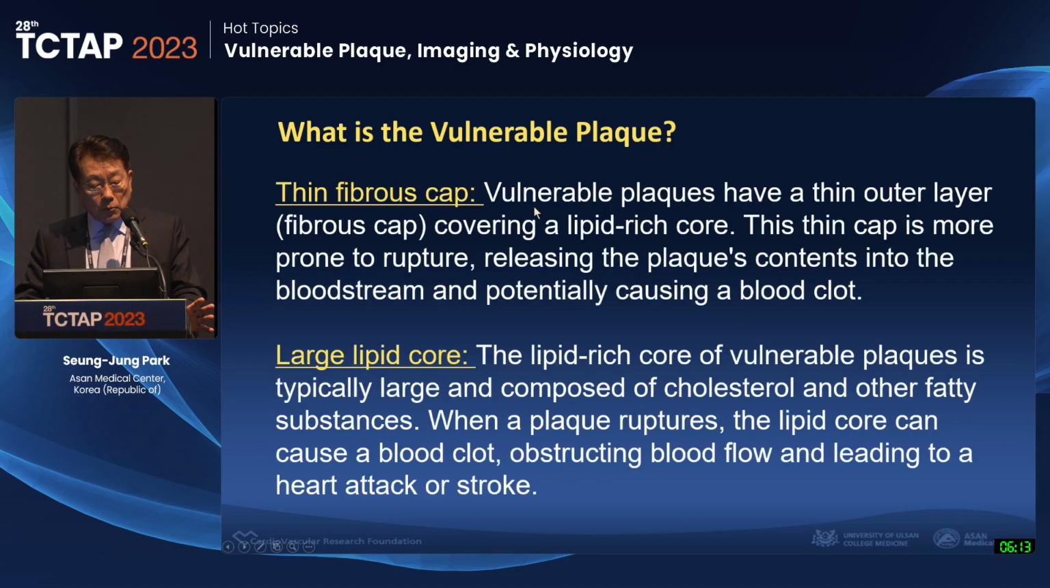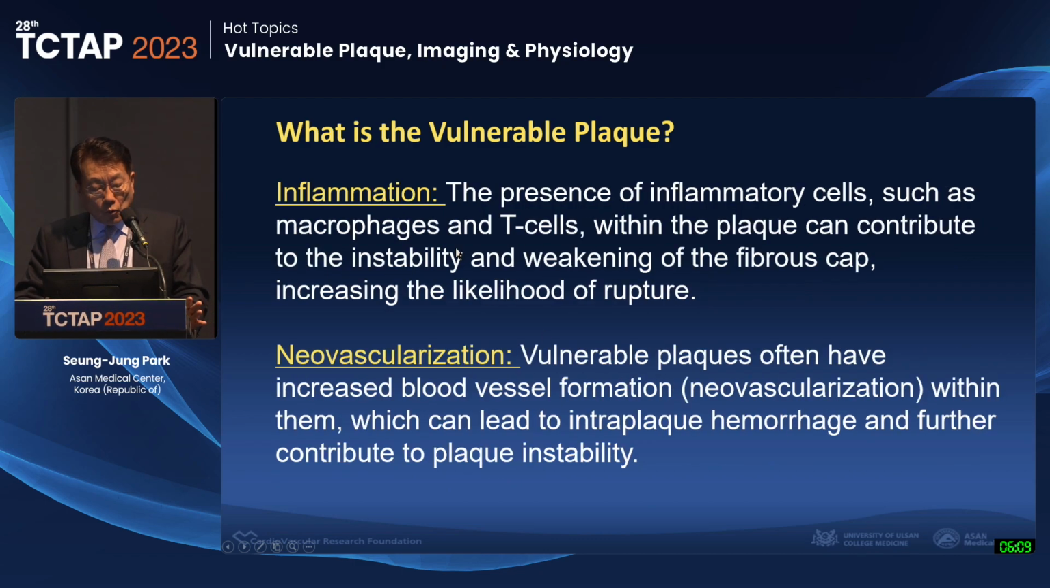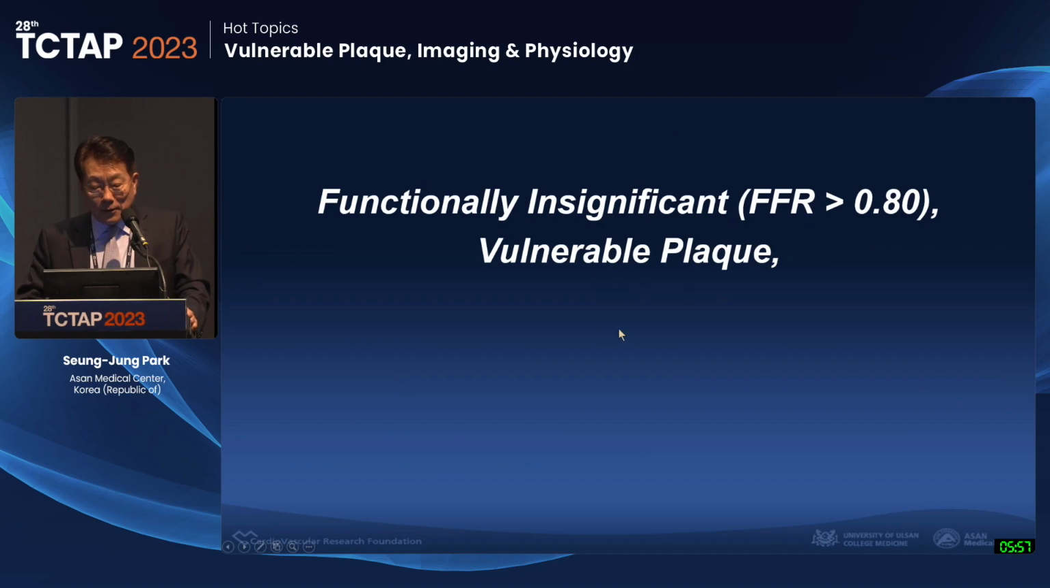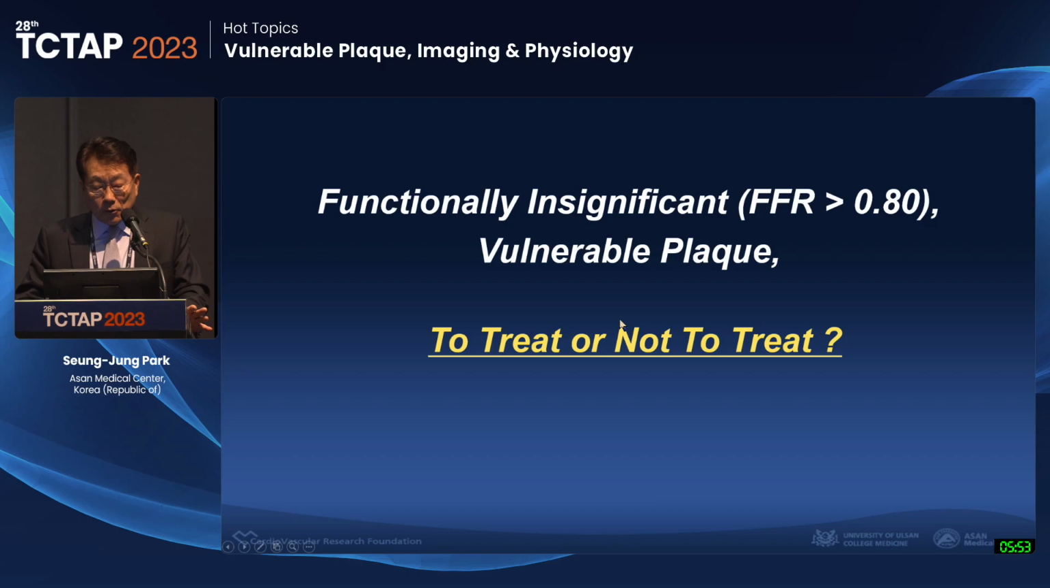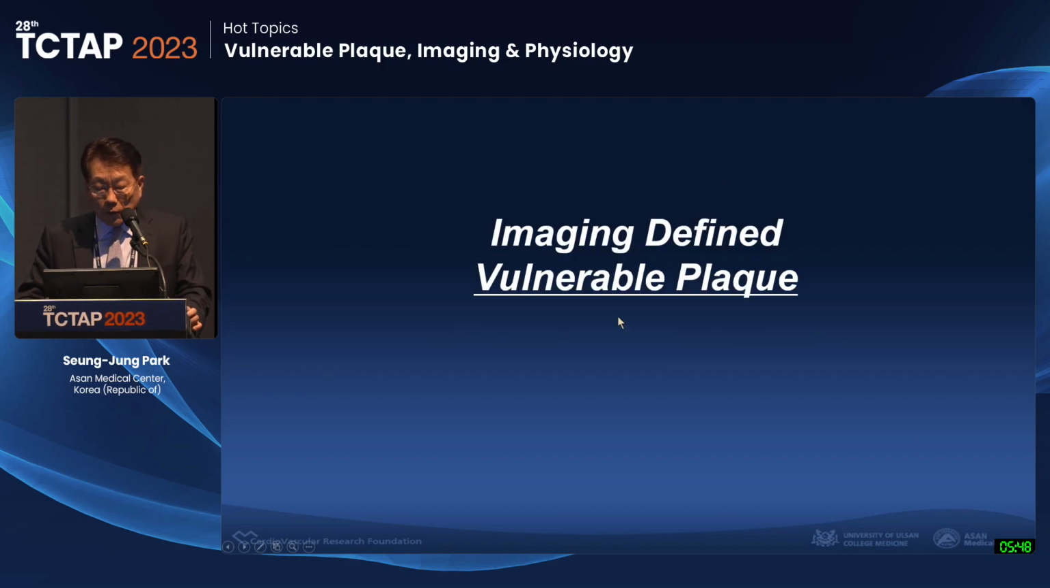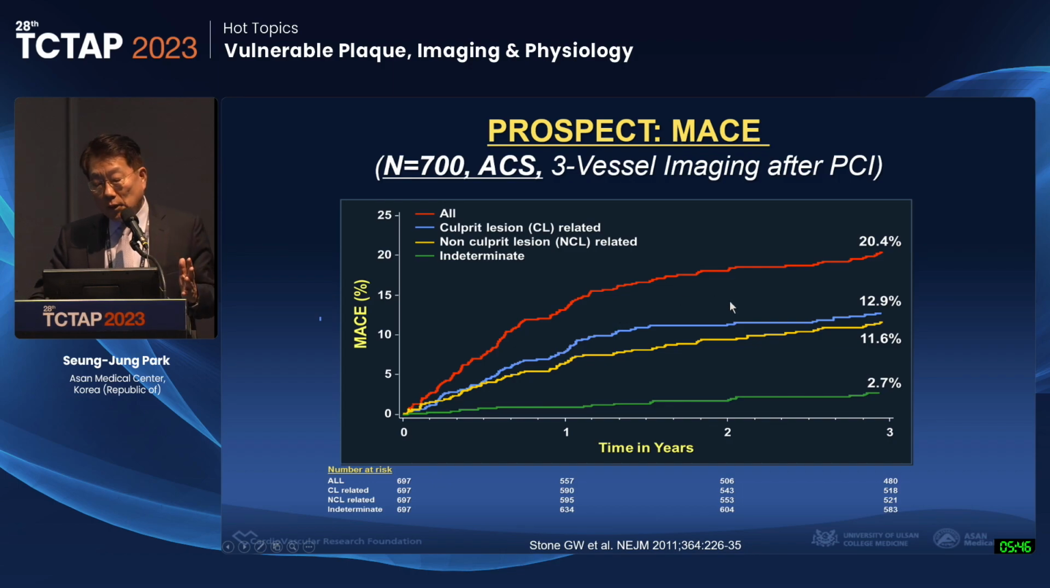Now, what is the vulnerable plaque? TCFA: thin fibrous cap, large lipid core, and inflammation and neovascularization leading to intraplaque hemorrhage. Conceptually, exactly the same descriptions. Functionally insignificant vulnerable plaque, to treat or not to treat, that is the main issue. So imaging defines the vulnerable plaque. This is only observational data.